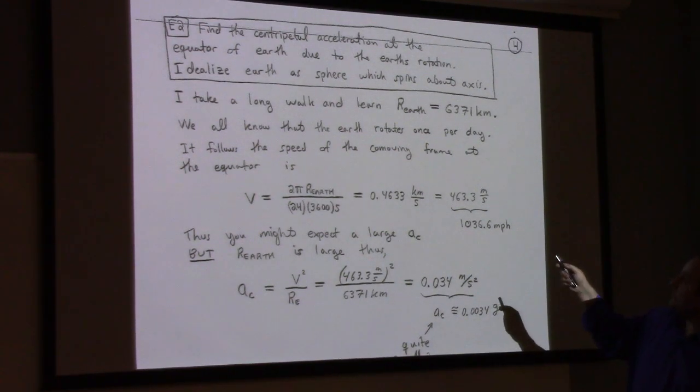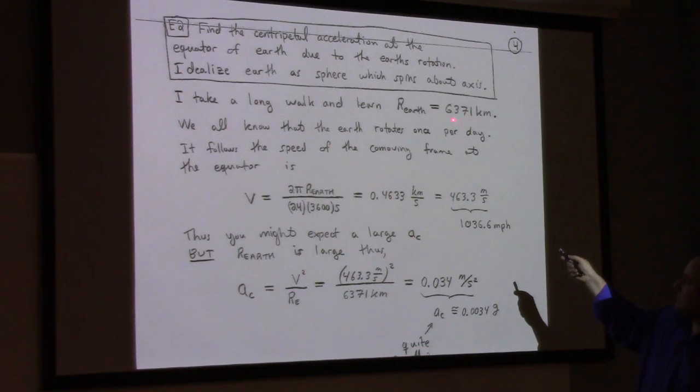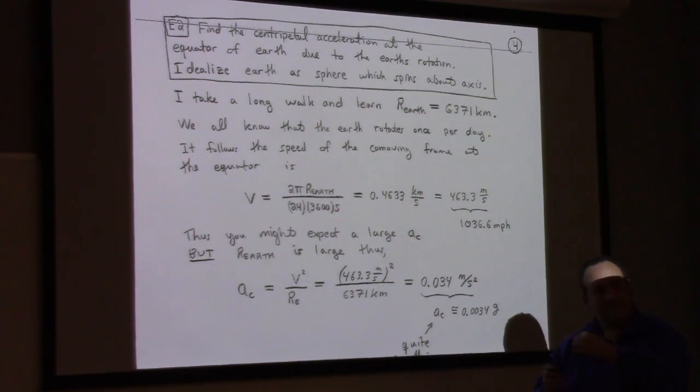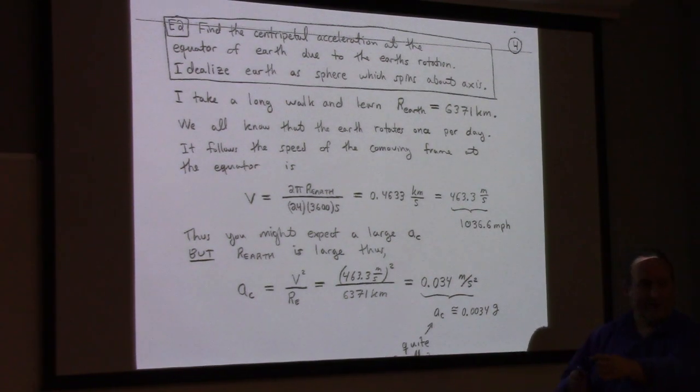So the radius of the Earth, I think it's about 6,371 kilometers. So you can figure out the speed. It's the circumference of the Earth, and how long does it take a point on the Earth to go all the way around its axis? This is what we call a day, or yom in the Hebrew, I've been told.